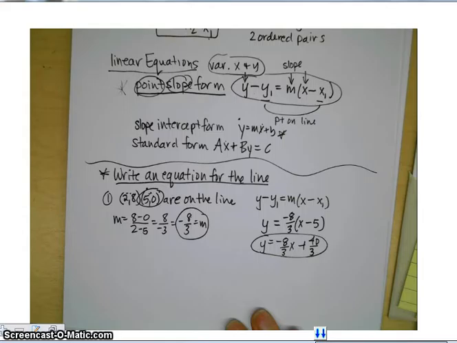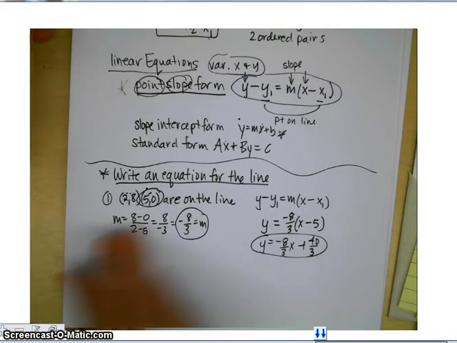And if you learned it a different way, that's fine, but this seriously is way faster. All right, so let's take a look at another one. Let's say I know that it goes through the point, okay, so this will be example 2.